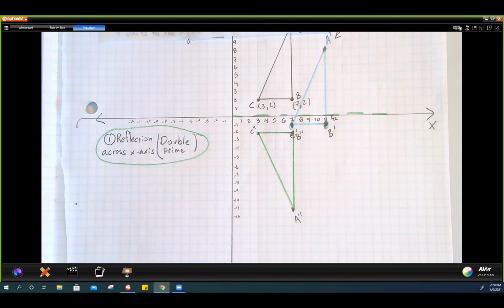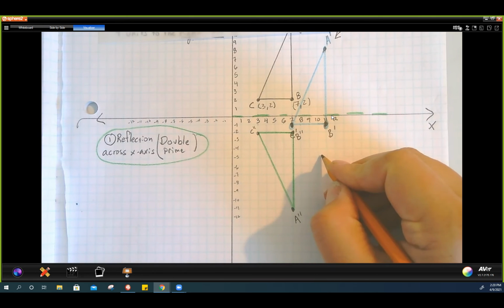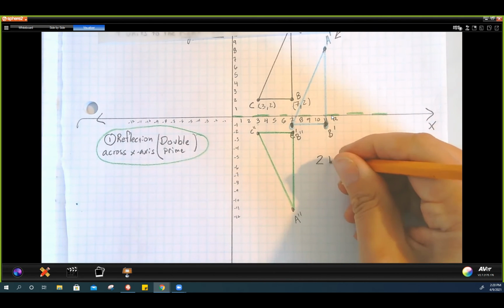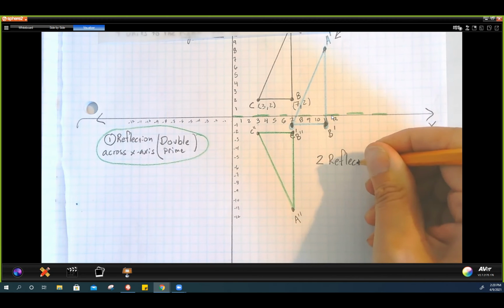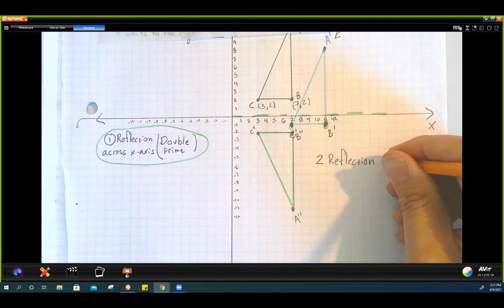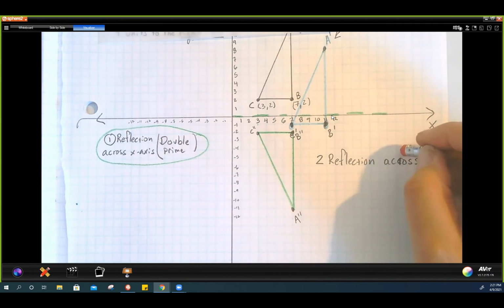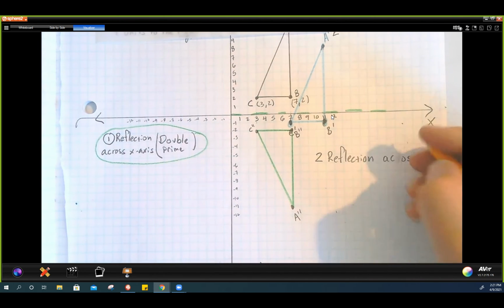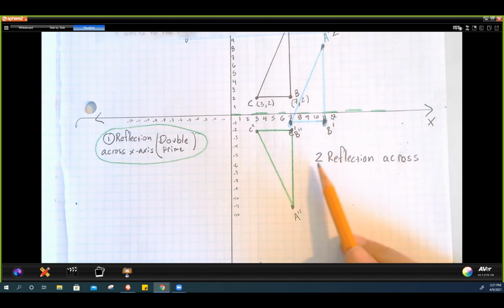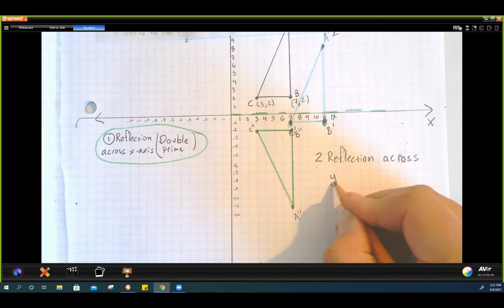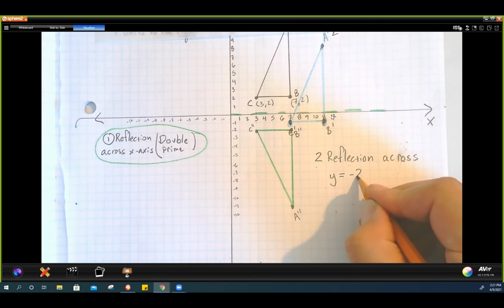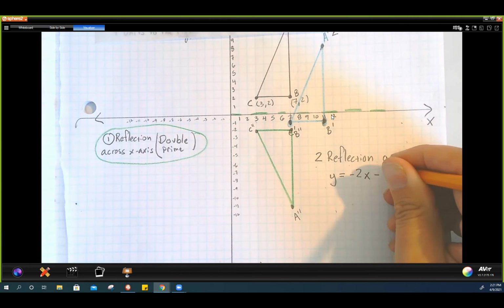The last one that I need to go over with you is when you reflect something across a line. All right. So, for instance, this is the second reflection. Second reflection across, how do I spell this? Across, A-C-R-O-S-S? That seems weird. Yep. Thank you. Okay, so second reflection across y is equal to negative 2x minus 5.